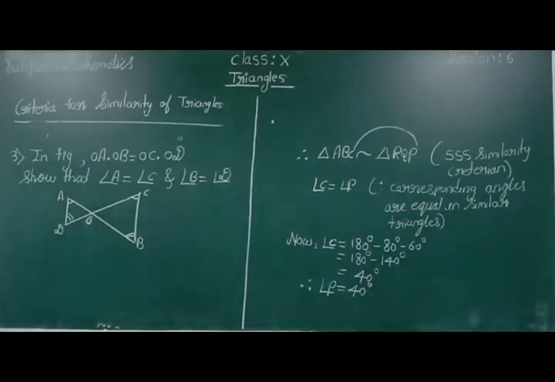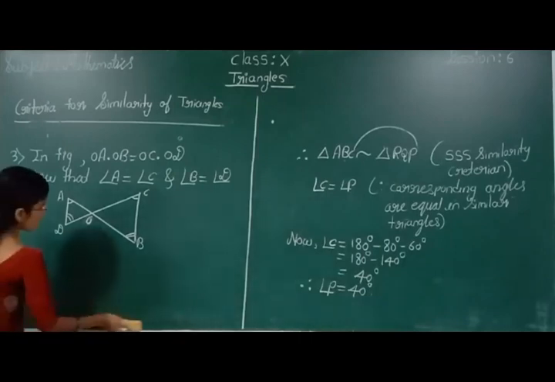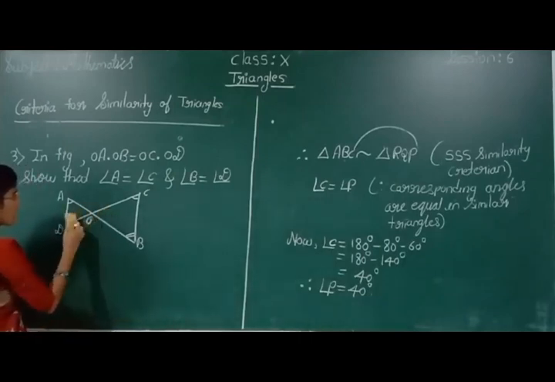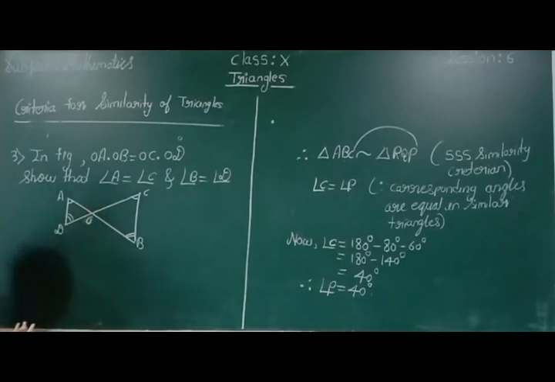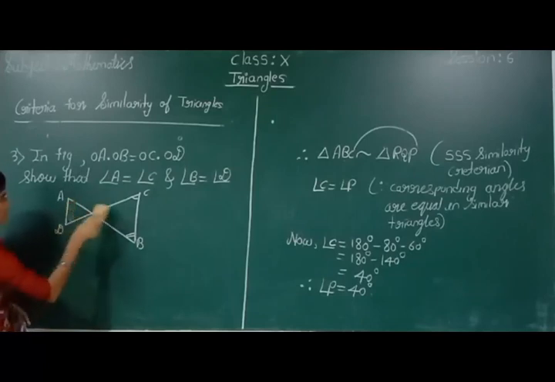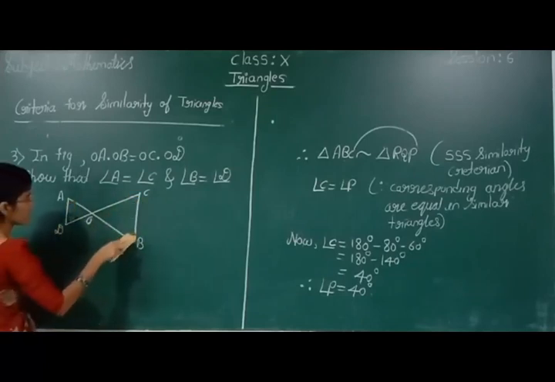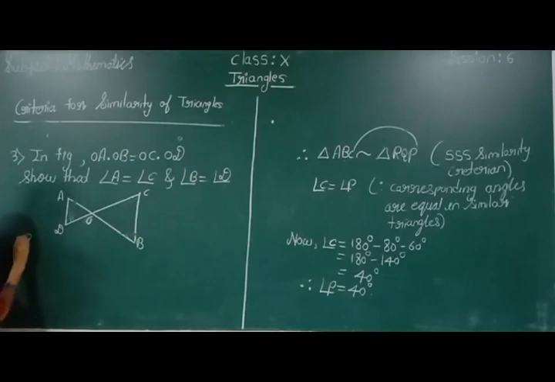Now see here, to prove this, first what we have to do, we have to show that these two triangles are similar. If these two triangles are similar, definitely we can tell that the corresponding angles are equal. Now see a solution.